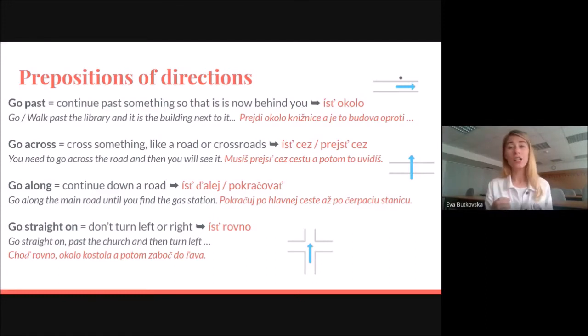As well, you can change the verbs. So you can say walk along or run straight on. But the easiest way to say it is go along or go straight on. So I'll give you a moment to go through these four prepositions and then we will move on. So go past something, go across, go along, and go straight on.